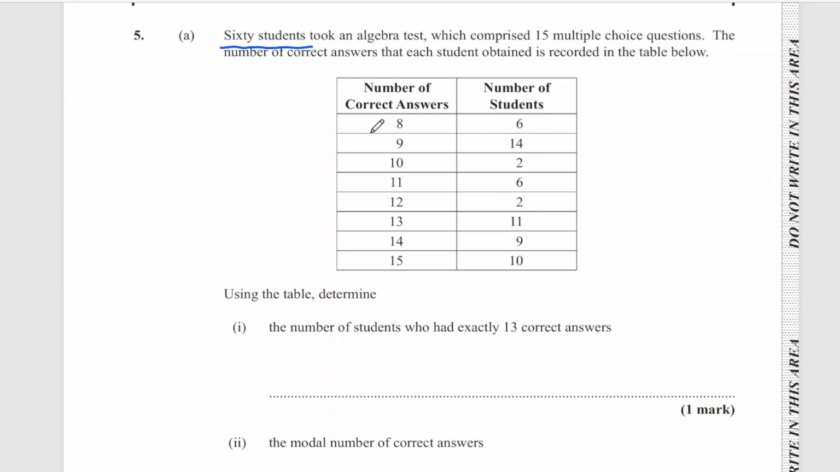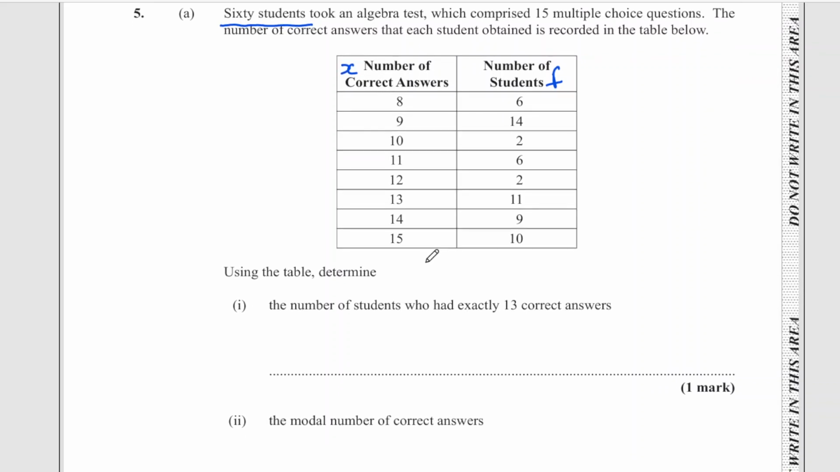All right. So 60 students took an algebra test which comprised 15 multiple choice questions. The number of correct answers that each student obtained is recorded in the table below. So this column here is the number of correct answers. This column refers to the number of students that got these answers correct, so this is like a frequency. So here's your frequency, and there's your x.